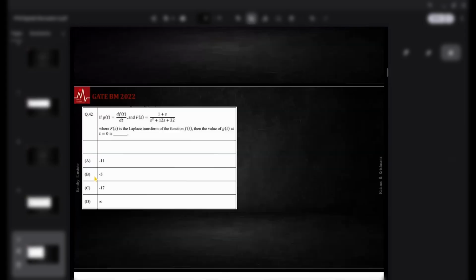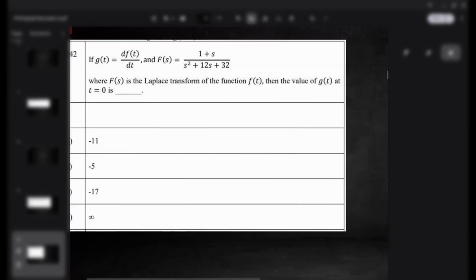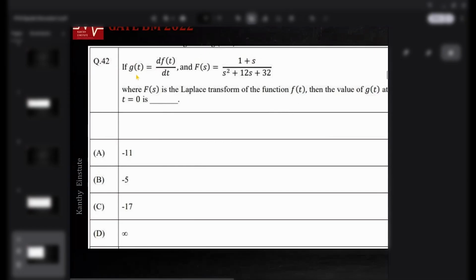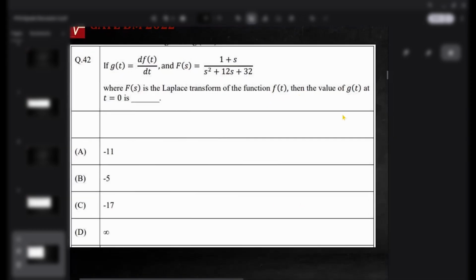Okay, let's go to the next one. g of t is df by dt. g of t is a derivative of f. Laplace transform of small f, that is capital F of s, is given. F of s is the Laplace transform of the function small f of t. Then the value of g of t at t equals 0. It's not a one-word answer, perhaps 5-6 words. IVT is a part of it. You want the initial value of g of t. Can you add something more to it? This is the initial value theorem plus something else.